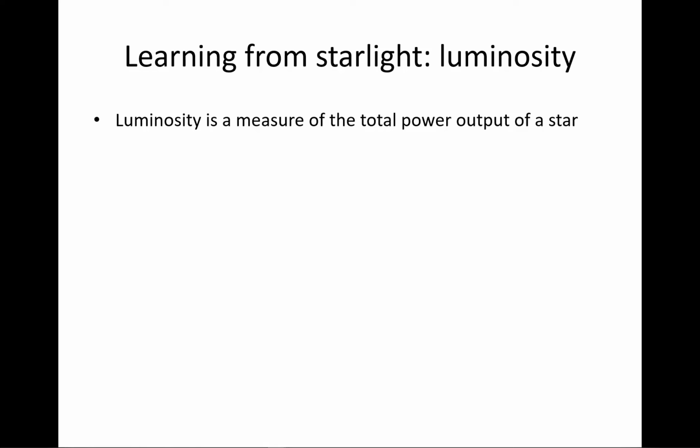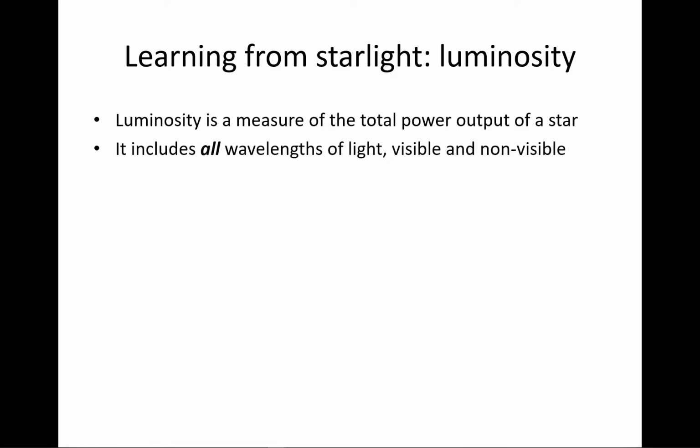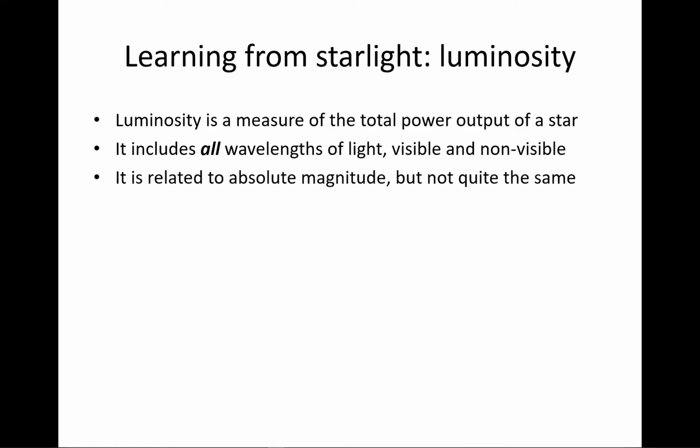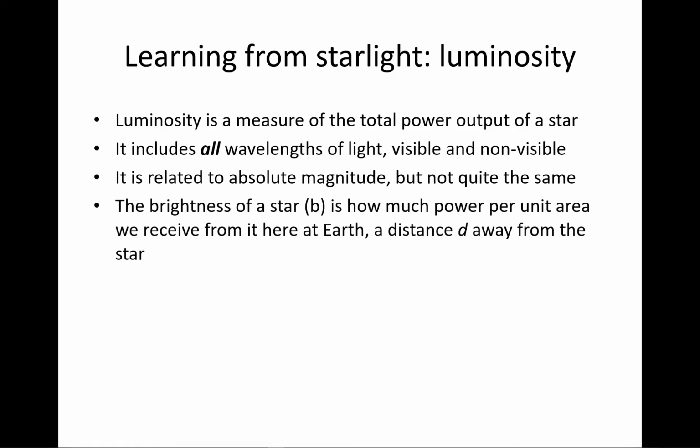But luminosity measures all wavelengths of light, which is important because hotter stars don't give off very much of their light in the visible spectrum. Most of it ends up being in the ultraviolet spectrum. So if all we do is visible light, we can miss out on a lot. Luminosity is related to absolute magnitude, but it's not quite the same because absolute magnitude only includes visible light.